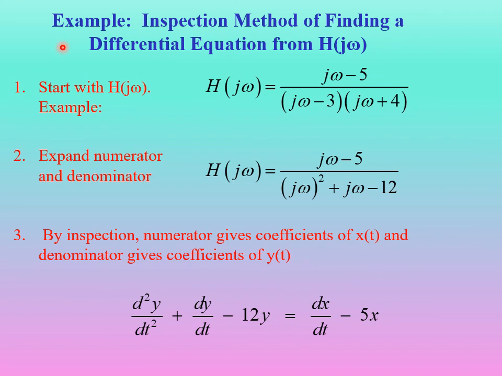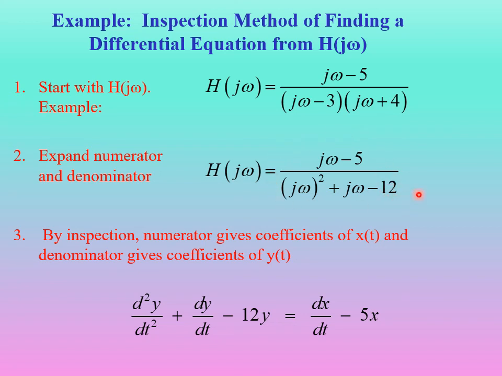Here's one more example that's just a little different. This time, suppose the frequency response is given to us in this form, where the bottom is factored. Well, we don't know how to work with this form by direct inspection. So the trick here is pretty simple. We just expand or FOIL out the denominator. So j omega times j omega is j omega squared. Then I have 4j omega, that's the outside. The inside is minus 3j omega. When I add those together, I get j omega. And then the last terms: minus 3 times 4 gives me minus 12.